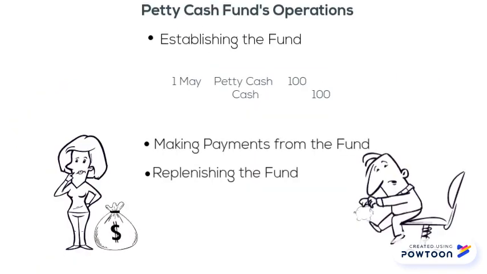3 activities make up the petty cash fund's operations. These include establishing the fund, making the payment from the fund, for example, making small payments and from employees seeking reimbursement, and replenishing the fund, i.e. putting money back into the petty cash fund, and please note this is when journal entries are made.